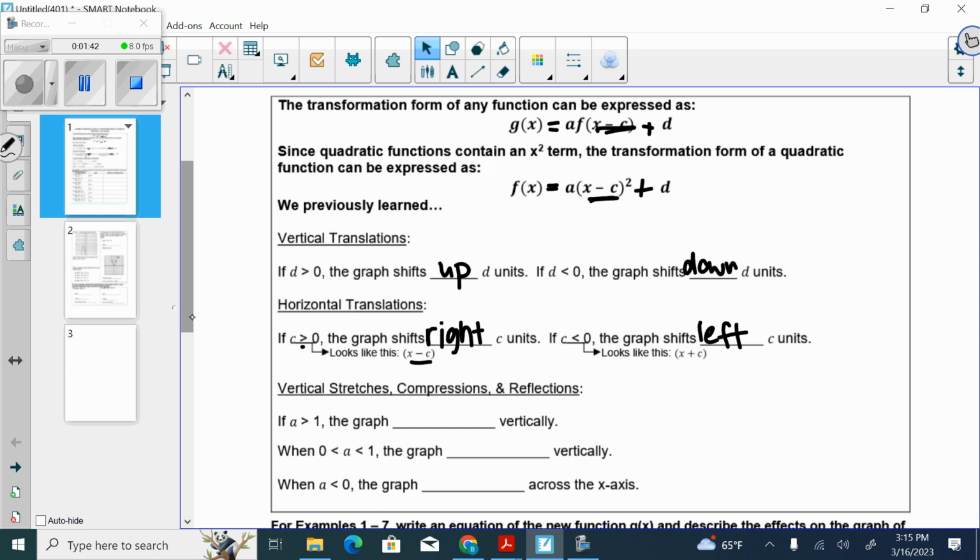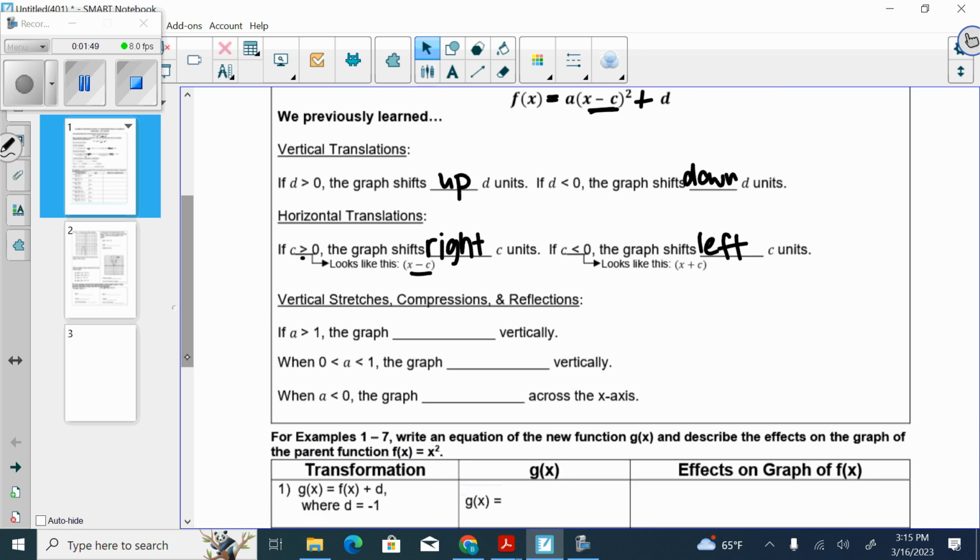Good. All right, then lastly we have our stretch and compressions. So that's all controlled by the letter A, which is this one out in front. So it says if we have a number greater than 1, like 6 or 12, what's that going to make happen? A stretch or compression? A stretch, right? A big number makes it stretch out, okay? So this will make a vertical stretch.